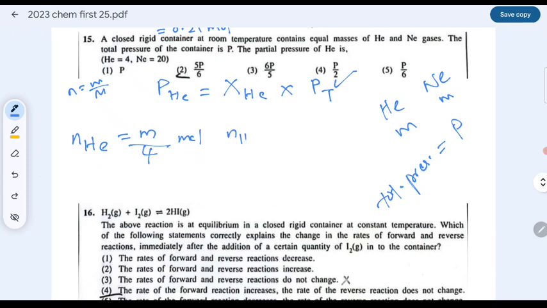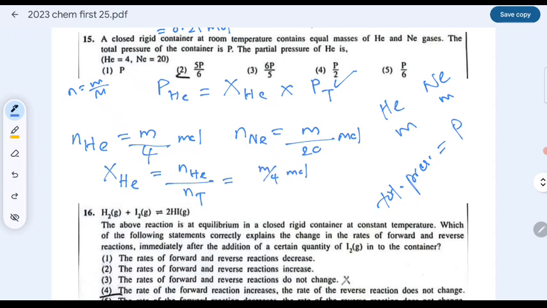Then number of moles of neon. Number of moles of neon is m over the molar mass, which is 20. So this is the number of moles of neon. Next we need to find the mole fraction of helium. So for that we have to divide the amount of moles of helium by the total number of moles. So the moles of helium is m over 4 moles divided by the total number of moles, that is m over 4 plus m over 20 moles.